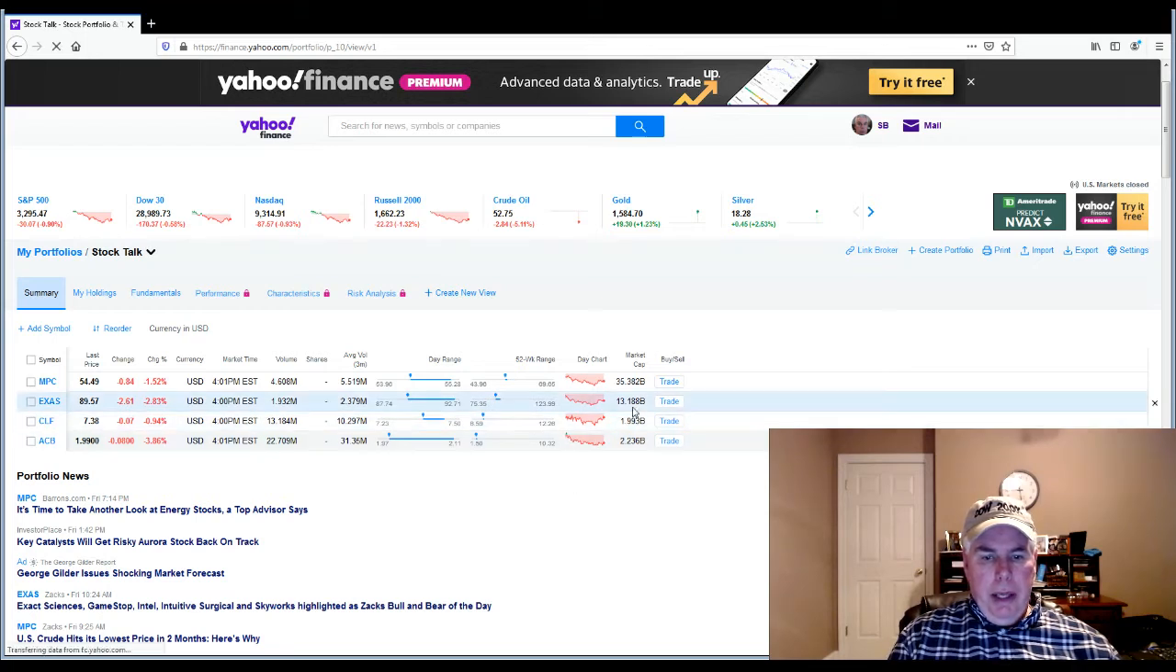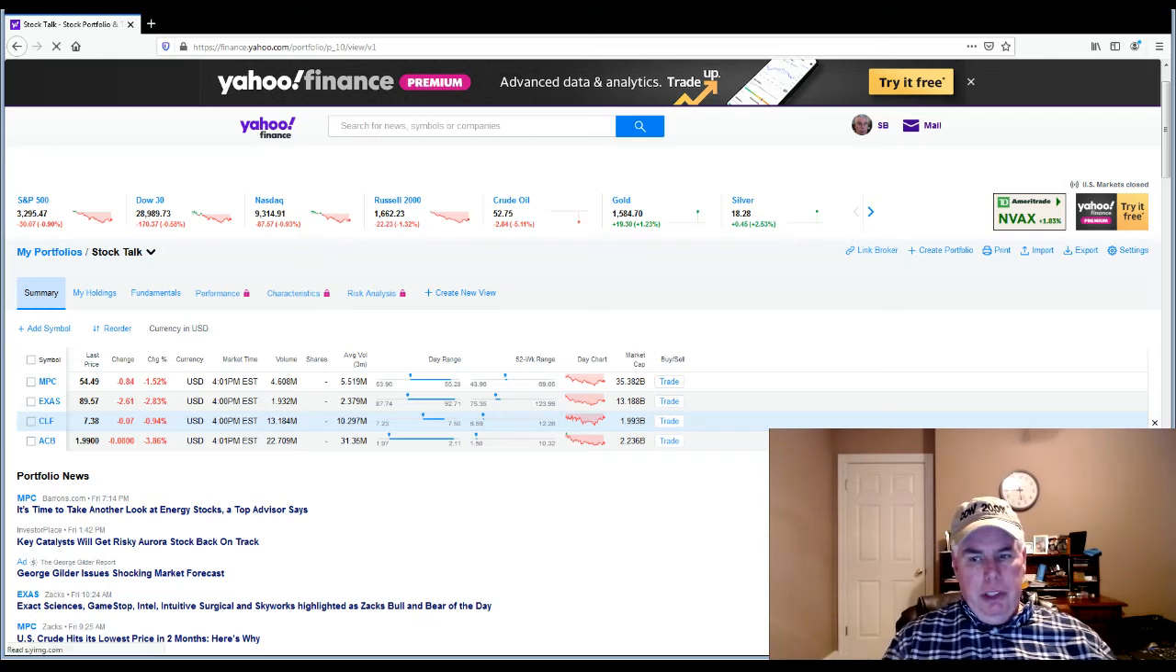And this is the market cap of the companies. As you can see, my MPC there is a much larger company than a lot of these. And this says trade, buy, sell. You can actually link these things to your accounts. I don't do all that. So you've got a link broker here. I don't fool with all that. I just keep this separate from my brokerage account.